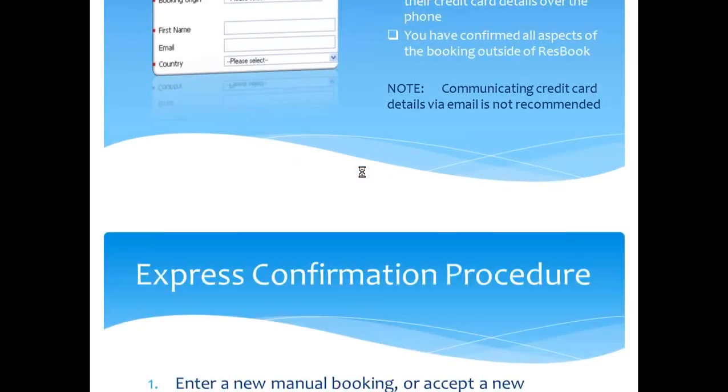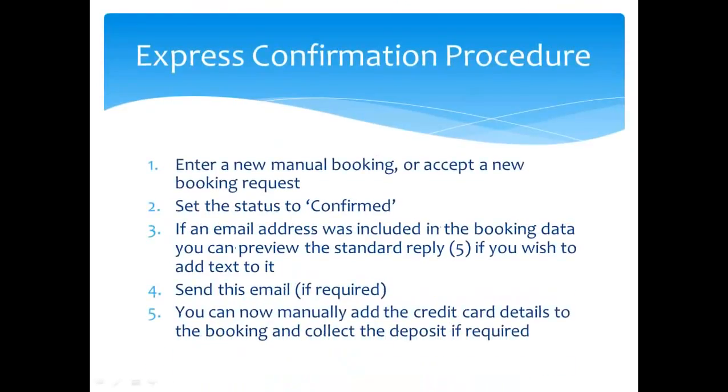So that express confirmation procedure again, you're either entering a new manual booking or perhaps accepting a booking request if you don't have instant confirmation on. You can set the status directly to confirmed. If you have an email address, you can add it to the booking data and send the guest standard reply 5, which simply says thank you and your booking is confirmed. But you don't have to send that email if you don't like. Then you can manually add the credit card details to the booking and collect the deposit.